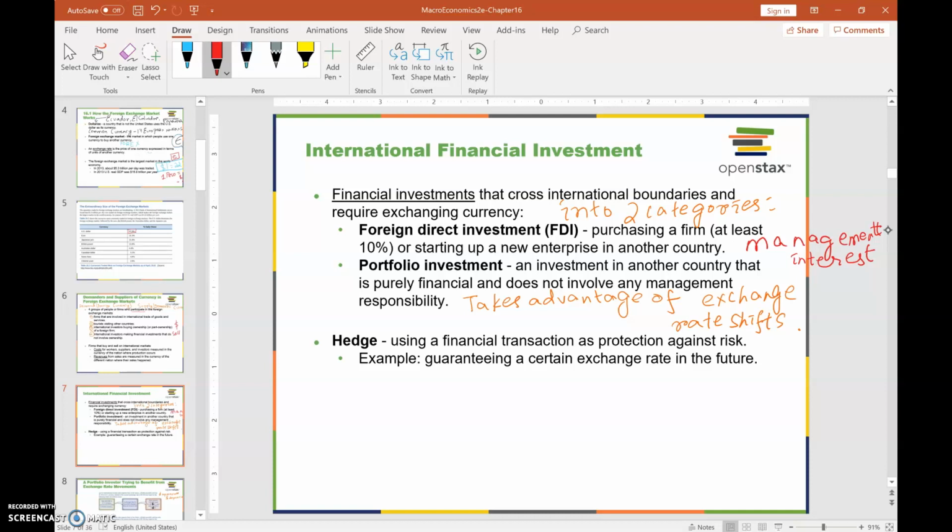Then we have foreign portfolio investment. Over here, you are investing in purely financial assets of another country, and this does not involve any management responsibility. And foreign portfolio investment takes advantage of exchange rate shifts. I will explain this foreign portfolio investment in the next section.